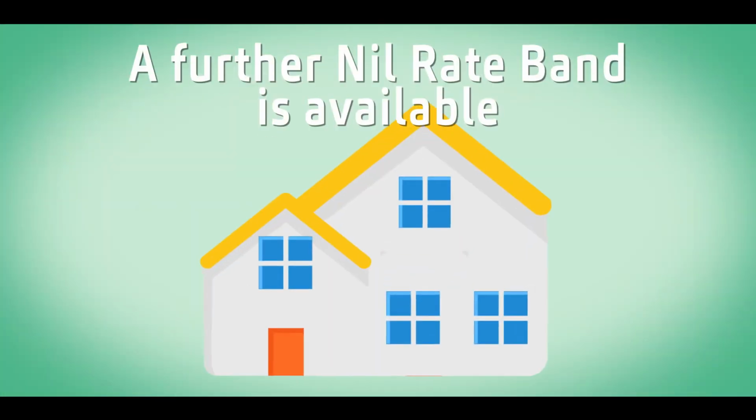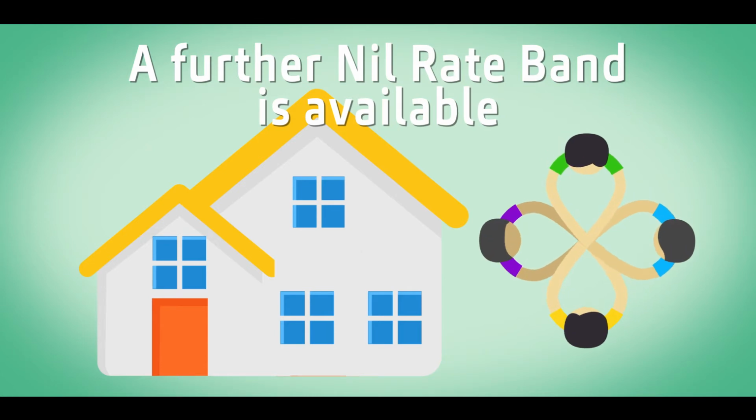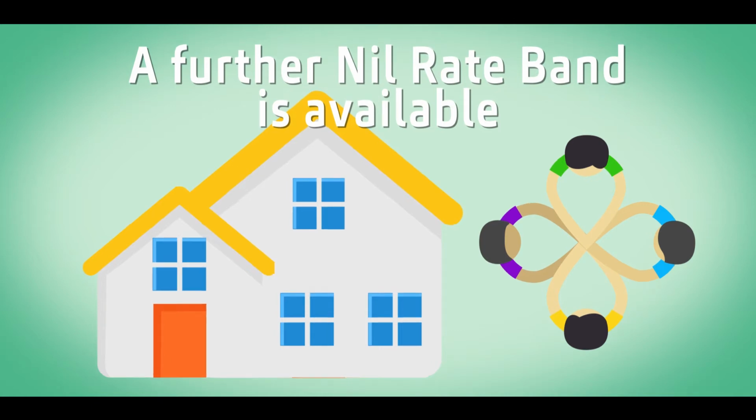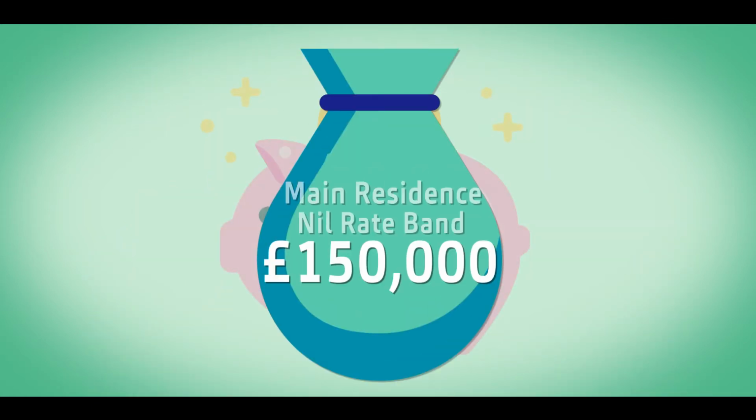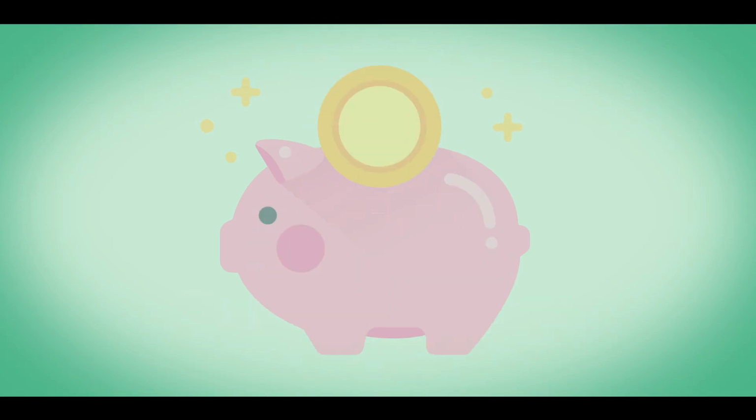A further nil rate band is also available in relation to your main residence. So as long as you leave your main property to your direct family, whether that be your children or grandchildren, a further exemption can be claimed. The current main residence nil rate band is £150,000 per person, and that will rise to £175,000 from April 2020. It's important to be aware that the main residence nil rate band could be reduced if your estate value exceeded £2 million. The main residence nil rate band is a complex area, and I would suggest that you seek professional advice to assess your position.